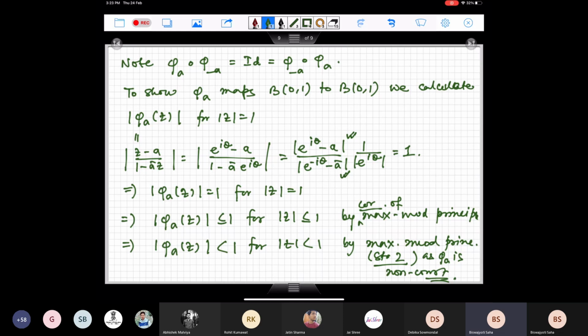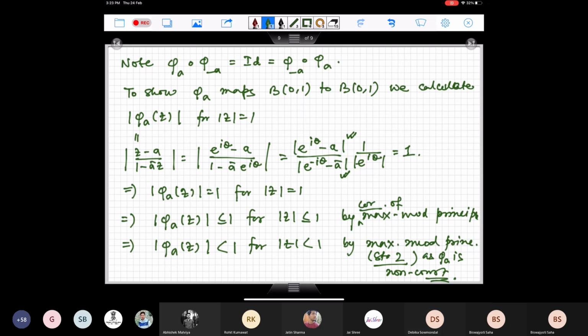So therefore what I get is that this phi a maps the unit circle to the unit circle, and moreover it takes the value 0 at a, and phi a and phi minus a are inverse to each other, and all of that. So we get this one. Is this clear, all this discussion about this phi a map?